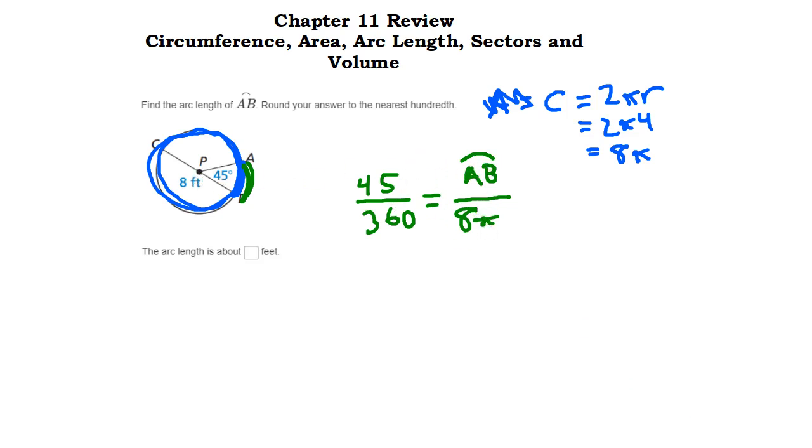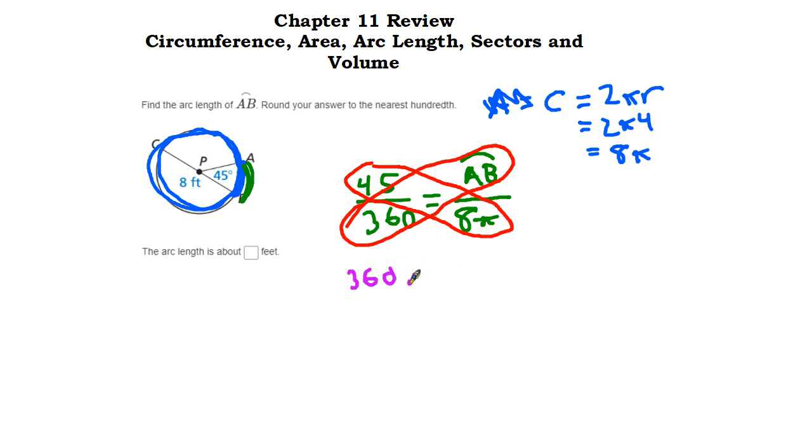So then we do a little cross multiply, just because we love to. Look at this, it's looking a little Christmassy, a little red and green. Let's multiply this stuff together. We get 360 times the arc length AB. I wouldn't mind rewriting that arc length AB as x, but for now I'm just going to leave it like this so it's clear what's going on. And then 45 times 8 pi. And then we divide both sides by 360.